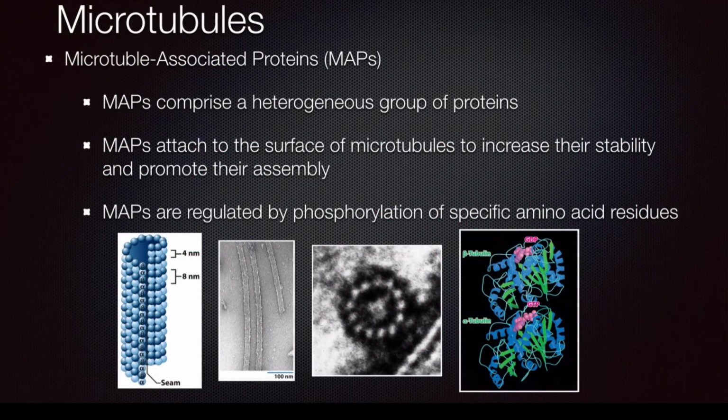We're going to continue with microtubule-associated proteins, also known as MAPs. MAPs comprise a heterogeneous group of proteins. MAPs attach to the surface of microtubules to increase their stability and promote their assembly. MAPs are also regulated by phosphorylation of specific amino acid residues.